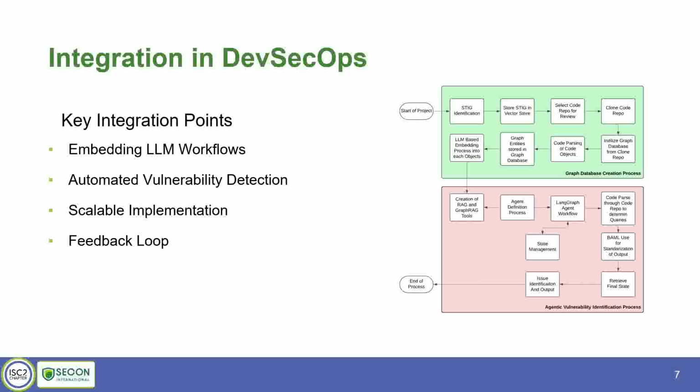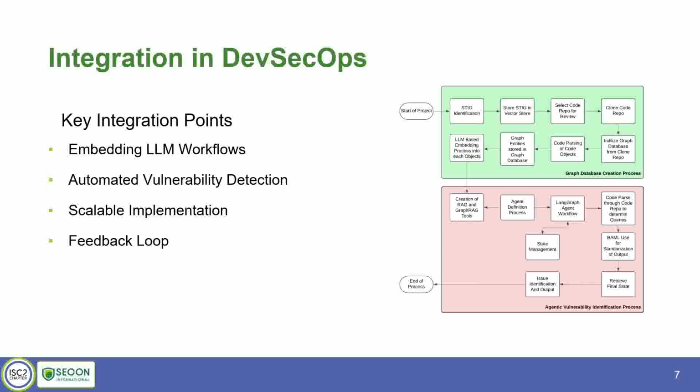First, LLMs are embedded into the CI/CD process to provide real-time analysis of codebases. These models continuously adapt to the evolving security standards, ensuring that vulnerabilities are identified and addressed proactively. Next, tools like RAG enable automated vulnerability detection. This ensures that potential issues are flagged without slowing down the development process.